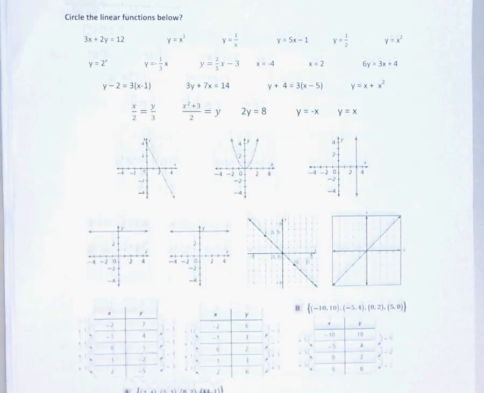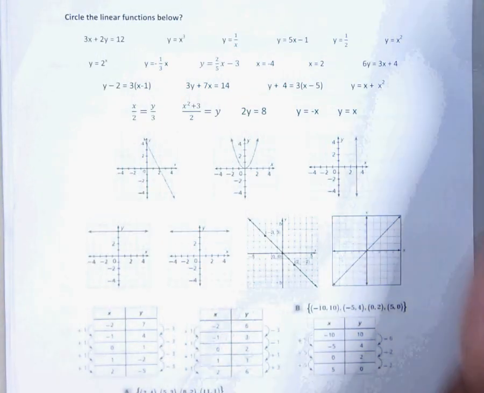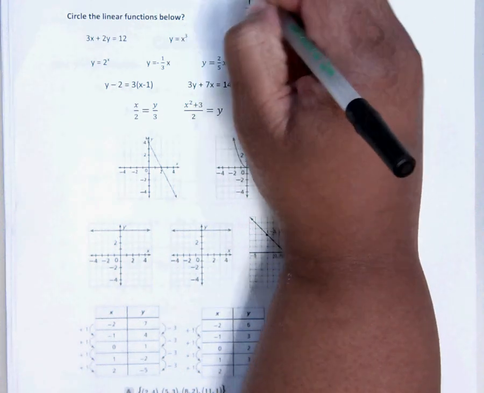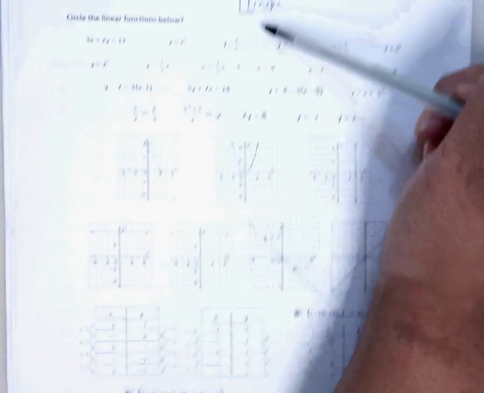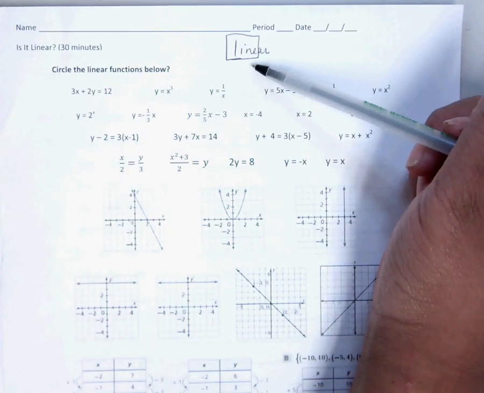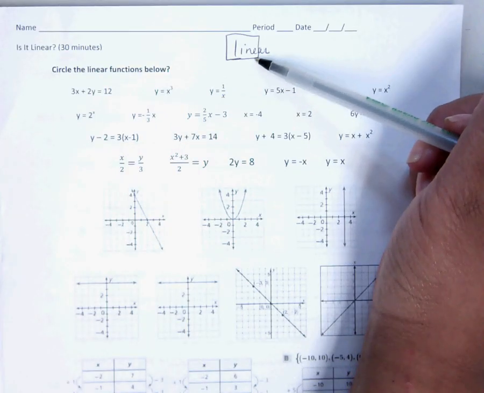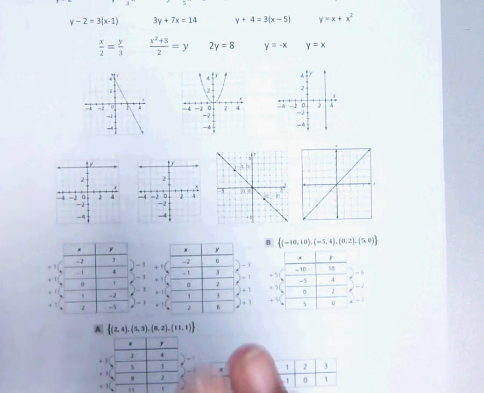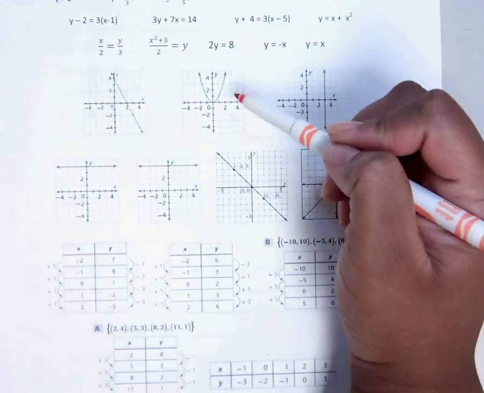Let's talk about, is it linear? To be linear means it is going to be a line that is graphed, because inside the word linear is the word line. So let's look here at the graphs first, because this is the easiest to decide if they're linear. Is that a line?